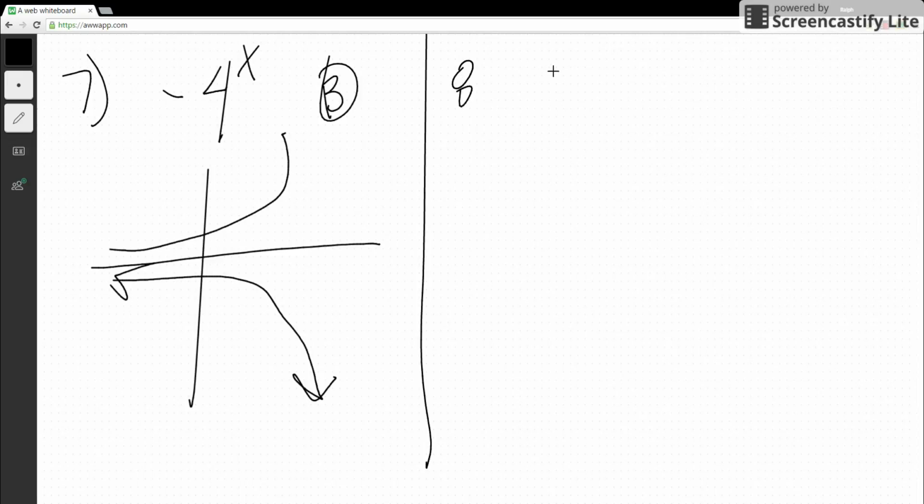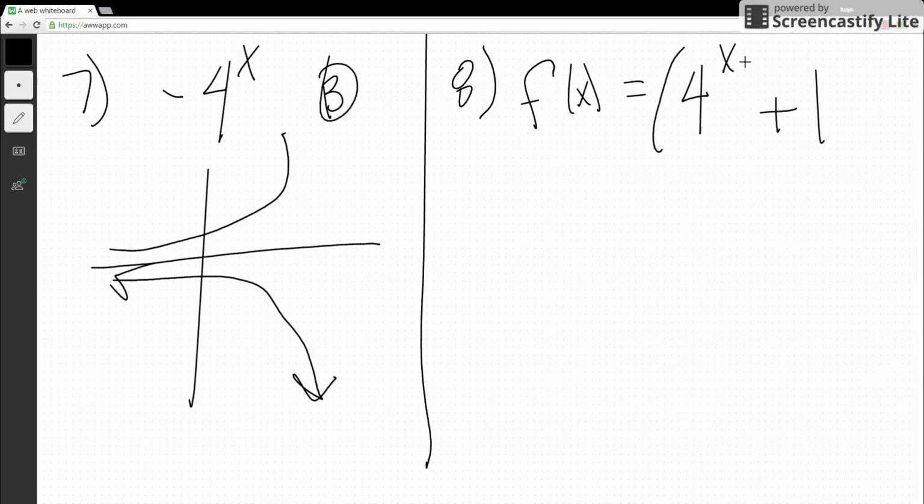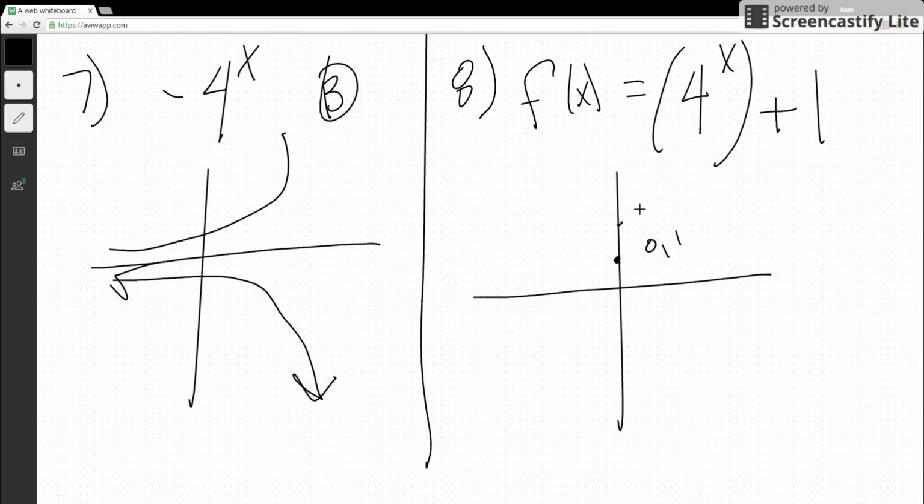And then 8, that's f of x equals 4 to the x plus 1. I'm not actually adding it to the x up here, I'm adding it outside of that. So it's a vertical translation. Instead of going through the point (0, 1), it's going to go through the point (0, 2). It's the same function, just a little bit higher. You can see that as graph A.